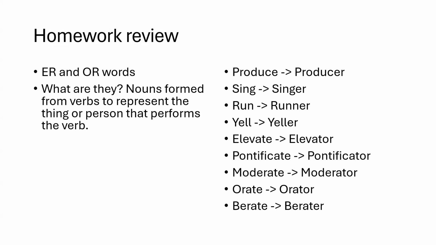And let's first of all go over our homework from last week. Last week I shared with you the ER and OR words. Those are words that end with the letters ER or OR, and they are used to form a kind of word. So the question I asked from last week was, what are those ER and OR words? What do they mean? And I presented to the class here on the slide, but you can also share what you think they are. They are nouns formed from verbs to represent the thing or person that performs the verb.